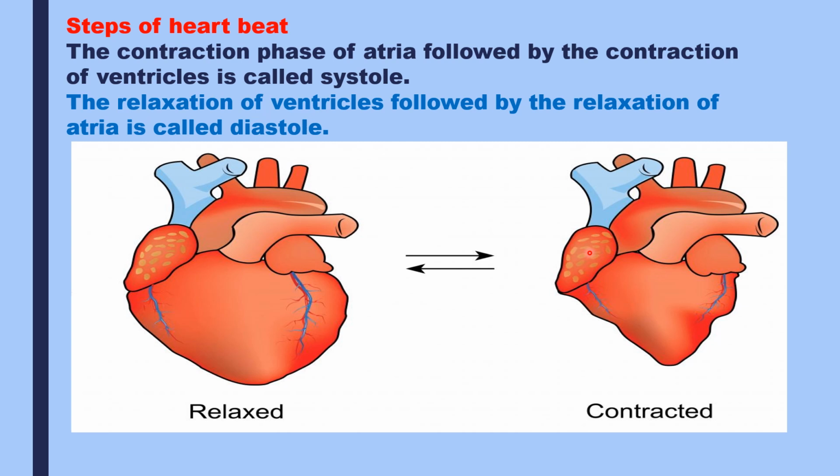This contraction phase of the atria followed by the contraction of the ventricles is called the systole. Once the contraction phase is over, then comes the relaxation phase. That is, the ventricles relax, and this relaxation of the ventricles is followed by the relaxation of the atria.